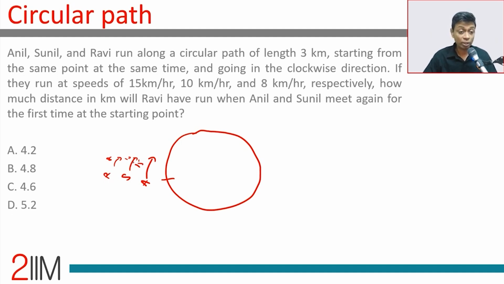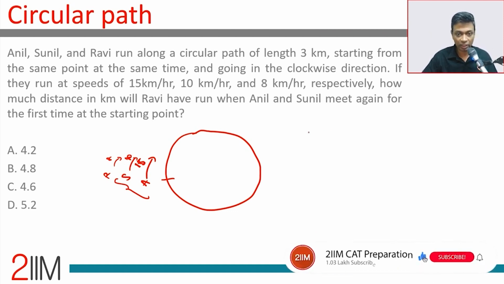How much distance in kilometers will Ravi have run when Anil and Sunil meet again for the first time at the starting point? So 15 and 10 meet again. How much would Ravi have run? So we'll have to see when will Anil and Sunil meet at the starting point for the first time. So how long will it take Anil to reach the starting point and for Sunil to reach the starting point, and then we find the LCM of those two and then come back to Ravi later on.